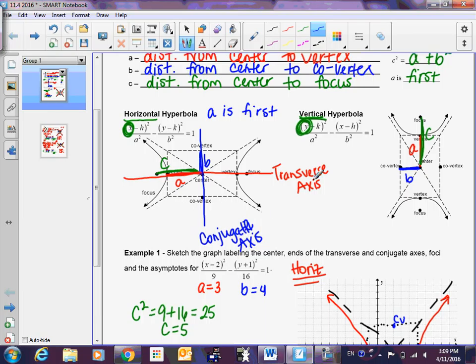We'll talk more about this in tomorrow's lessons, but the transverse is the axis that kind of cuts your hyperbola in half, through the curve, through the vertices. Conjugate is through the co-vertices. In the past, this is how I've had students remember this. Transverse is like vertices. Conjugate starts with a co, just like co-vertices.